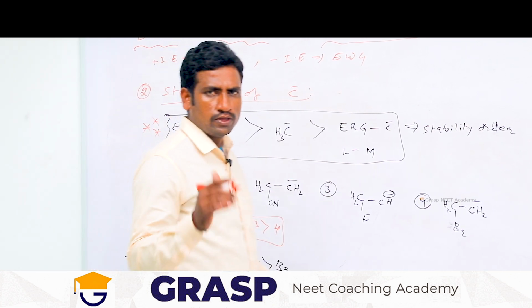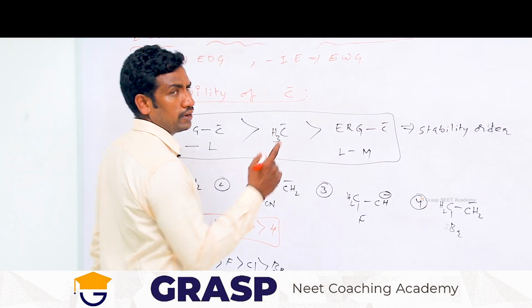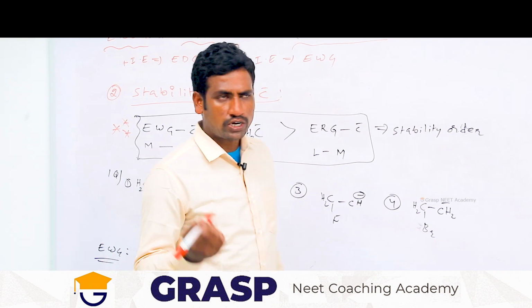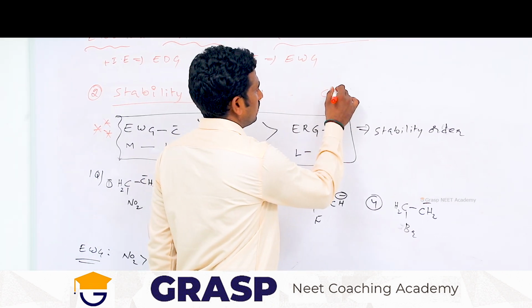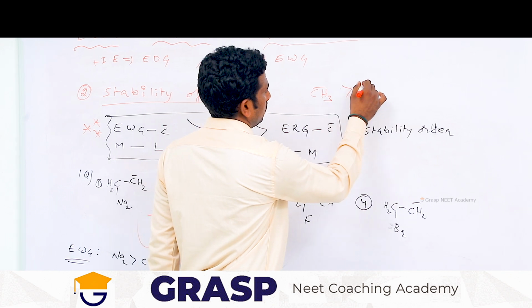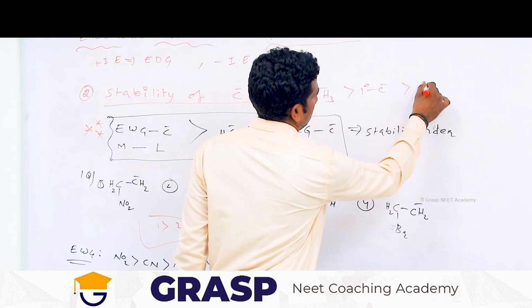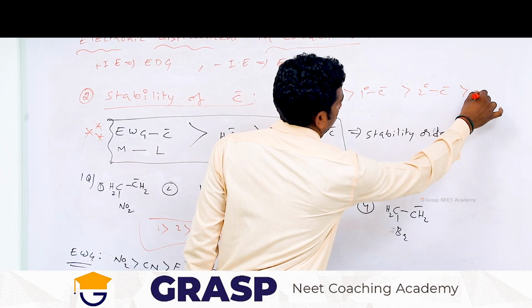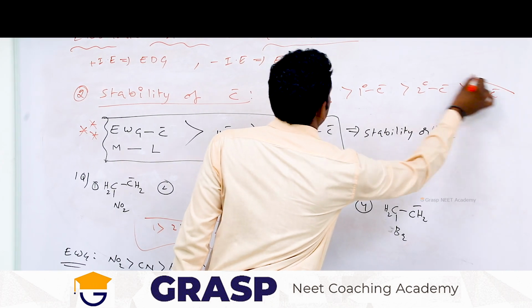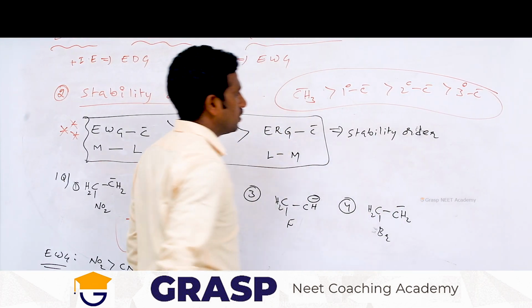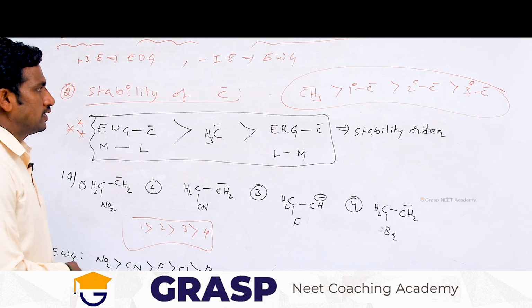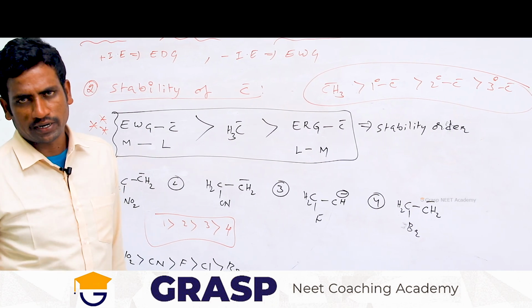In other words, if you consider methyl, primary, secondary and tertiary carbon anions, the methyl carbon anion is more stable than the primary carbon anion, then the secondary carbon anion, then the tertiary carbon anion. It is the stability order for carbon anions. It is completely reversed compared to the carbocation.